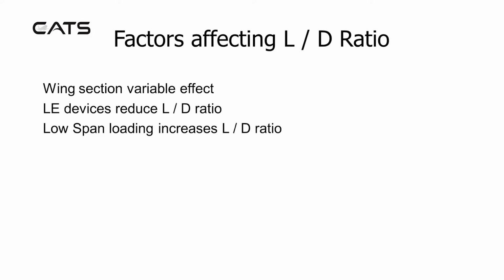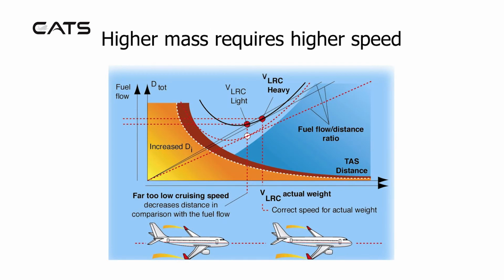Factors affecting the lift-to-drag ratio. Wing section has a variable effect. Leading edge devices reduce the lift-to-drag ratio. Low span loading increases the lift-to-drag ratio. A higher mass requires higher speed.